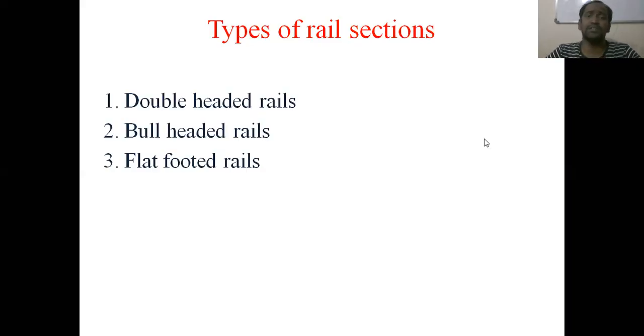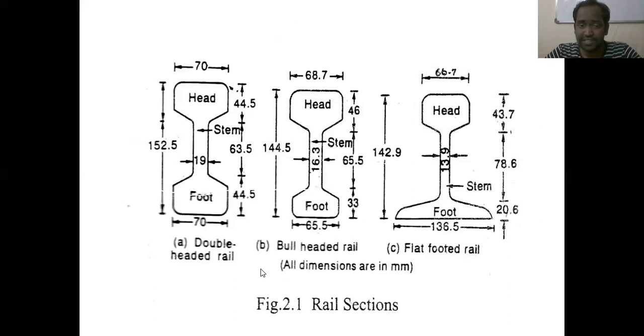Okay, now we discuss the types of rail sections. You can see there are three types of rail sections: double-headed rails, bull-headed rails, and flat-footed rails. So these are the three types of rail sections. The first one is the double-headed rail, the second one is the bull-headed rail, and the third one is the flat-footed rail. From this figure, you can understand that. The top flange of the rail is called the head, the bottom one is called the foot, and the middle one is called the stem. And based upon the shapes of foot and head, the rails have been classified into three types.